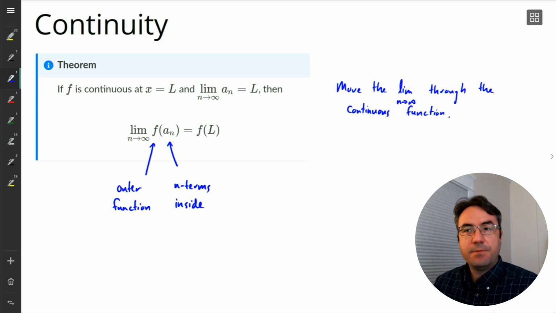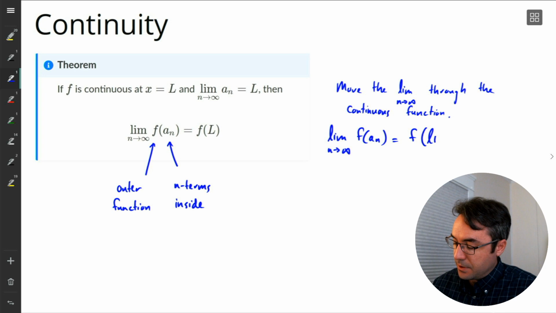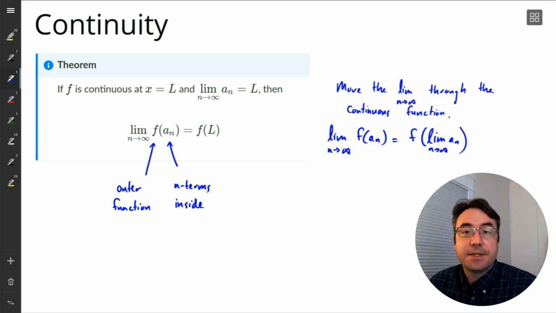So if we write this slightly differently, let's rewrite it where we've actually moved the limit through. Another way to think of this is the limit of f of a_n as n goes to infinity is equal to f with the limit now inside. We can do the limit of those n terms inside, and whatever we get, it's just plugged into the function, L. So let's see how this works. We're going to try using this theorem in the next example.